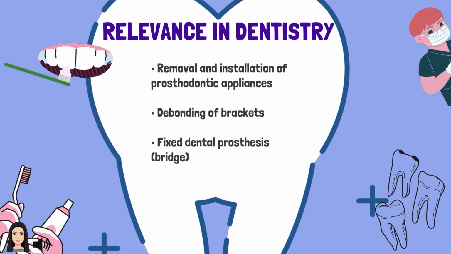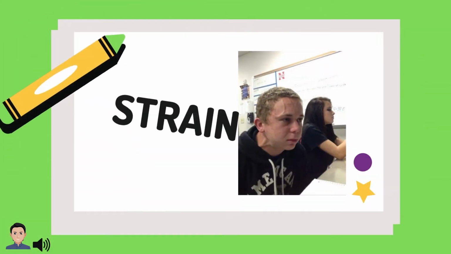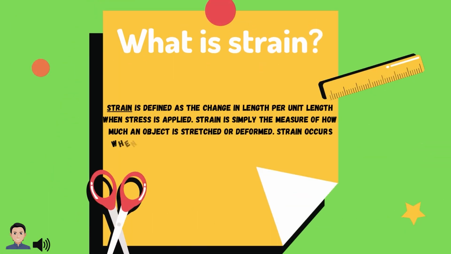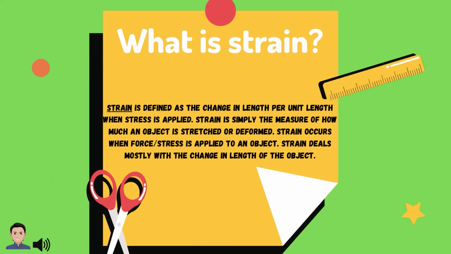Hi there, I'm Yulimar and I will be the speaker for the topic strain. So what is strain? Strain is defined as a change in length per unit length when stress is applied. Strain is simply the measure of how much an object is stretched or deformed. Strain occurs when force or stress is applied to an object. Strain deals mostly with the change in length of the object.